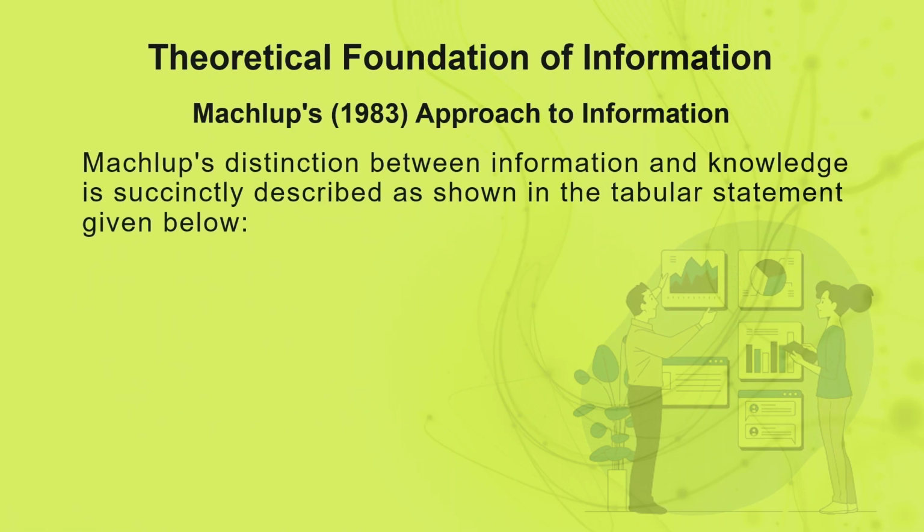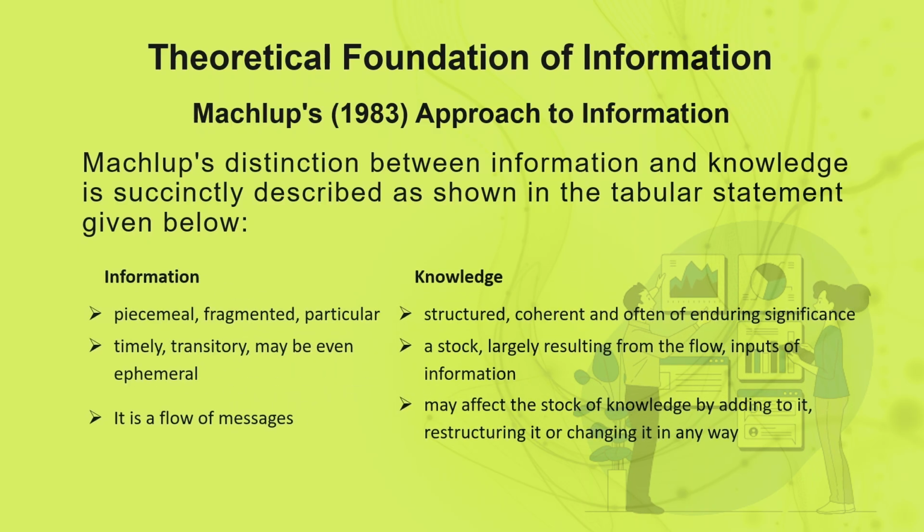Machlup's distinction between information and knowledge is succinctly described. He considered information as piecemeal, whereas knowledge as structured, coherent, and often of enduring significance. He considered information as timely, transitory, and maybe even ephemeral, but knowledge is a stock largely resulting from the flow inputs of information. He considered information as a flow of messages which may affect the stock of knowledge by adding to it, restructuring it, or changing it in any way.